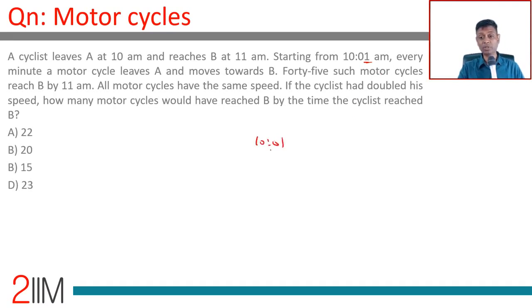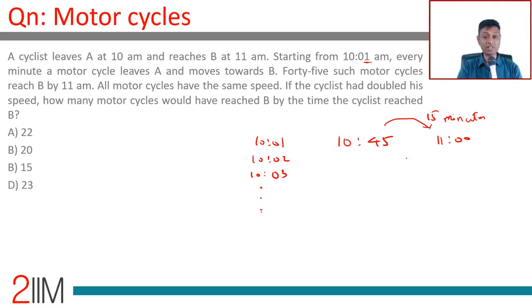So 10:01, 10:02, 10:03, all of them will reach, up to and including the one leaving at 10:45. That's the 45th motorcycle. The one starting at 10:46 does not reach. The one that starts at 10:45 reaches by 11, so the motorcycle commute time is 15 minutes.